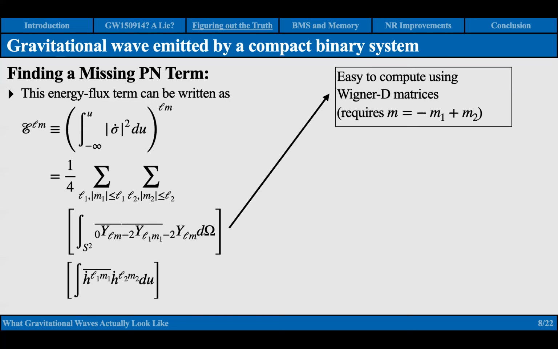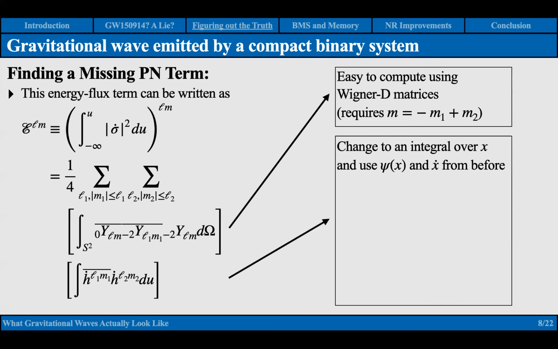But the important thing to note is that one of the properties you discover is that when expressing these in terms of the Wigner D matrices, it actually requires that the M of the M you're extracting is equal to negative M1 plus M2. So that means if we have a 2,2 and a 2 minus 2 mode from our original PN calculation, the only M modes we can excite are the M equals 4 mode, so 4, 4, M equals 0 mode, so like 2, 0, 3, 0, 4, 0, or the 4 minus 4 mode. Okay, so those are the only things we're going to be looking at.